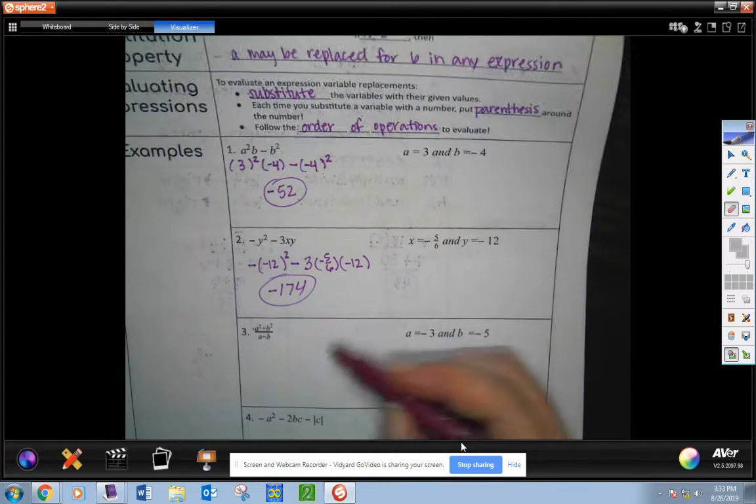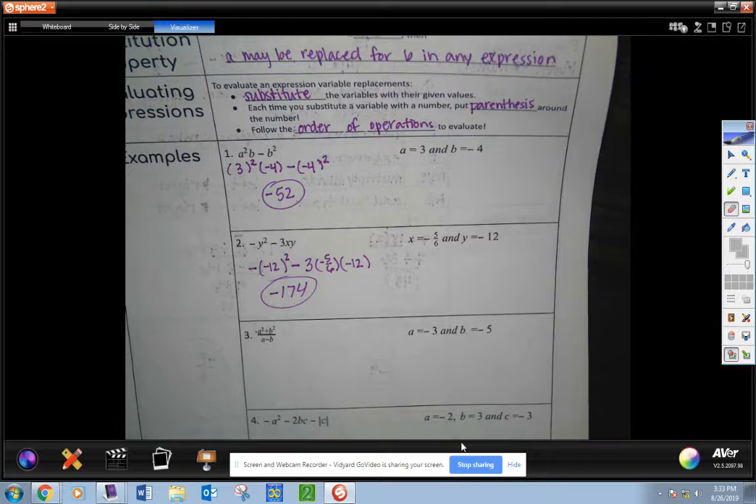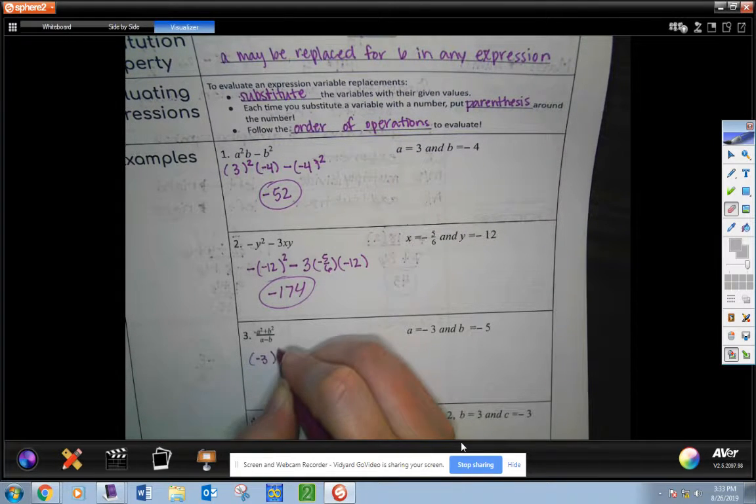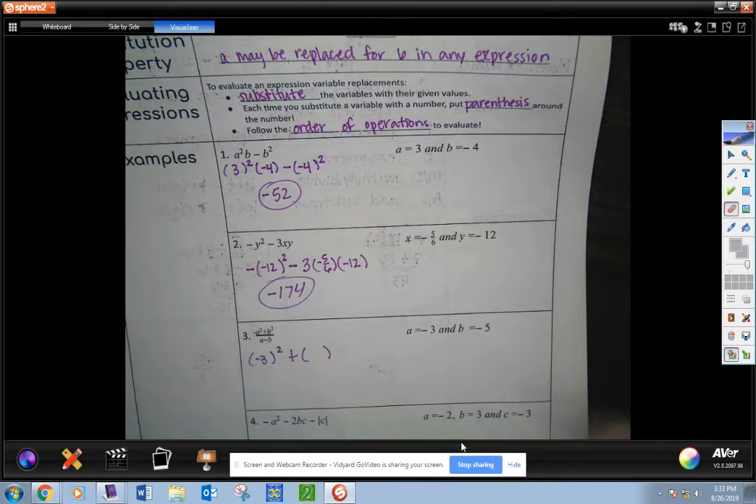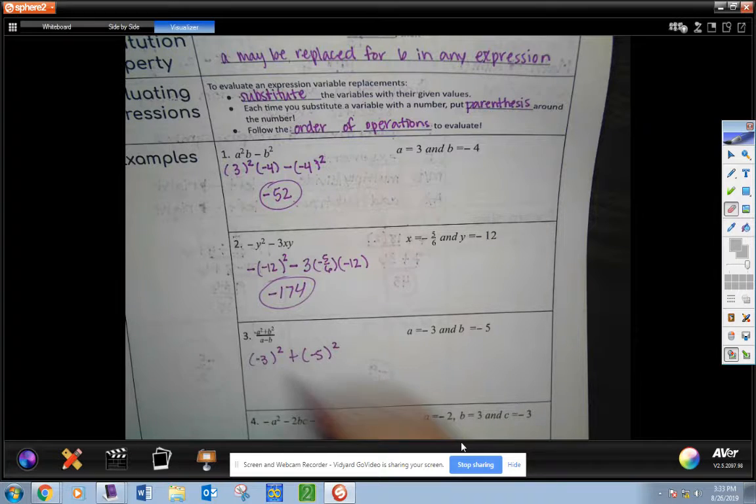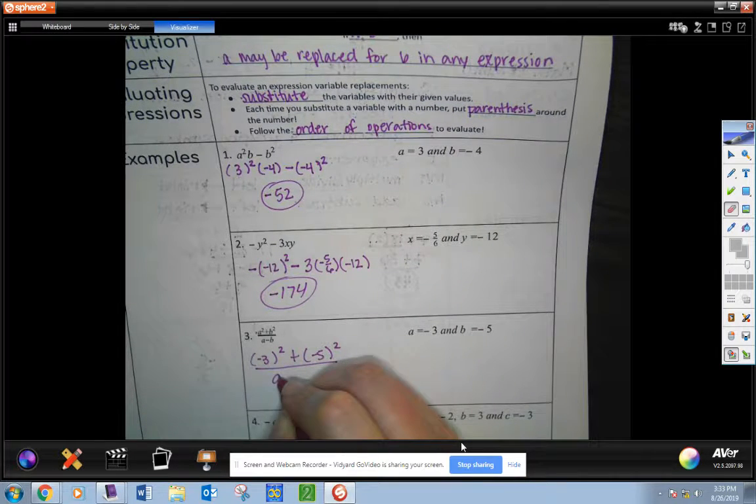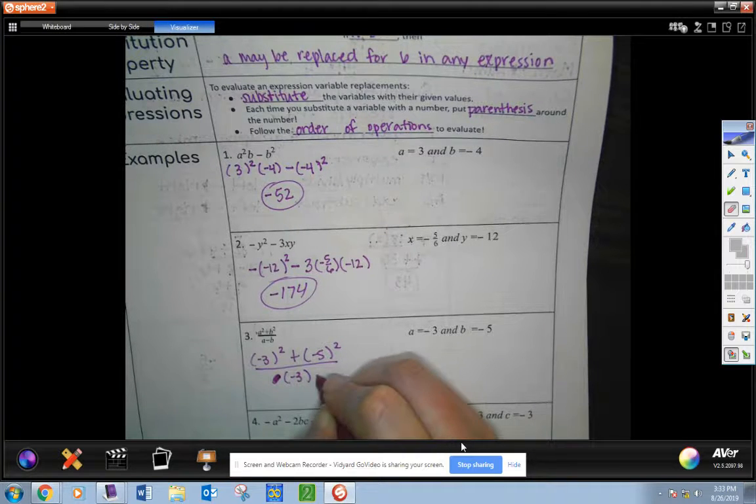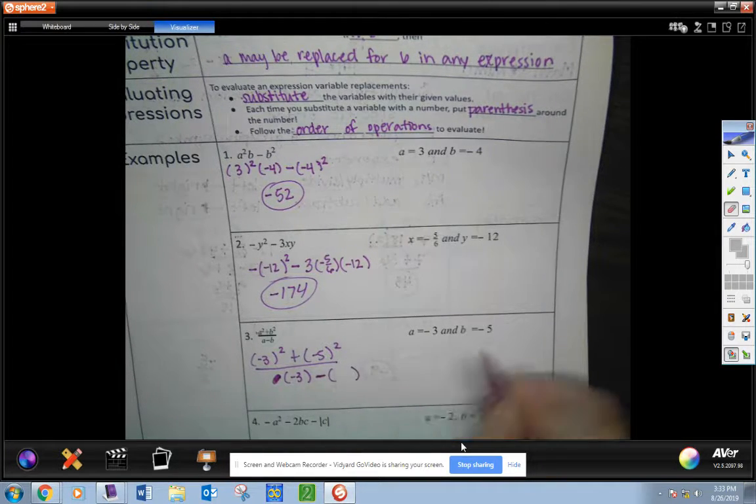For 3, I have a squared plus b squared over a minus b. So I see an a, I open a parentheses, a is negative 3, put the squared on the outside, plus I see a b, open up a parentheses, negative 5, put the squared on the outside, all over, not a, open parentheses for a, which was negative 3, minus, open parentheses for b, which is negative 5.